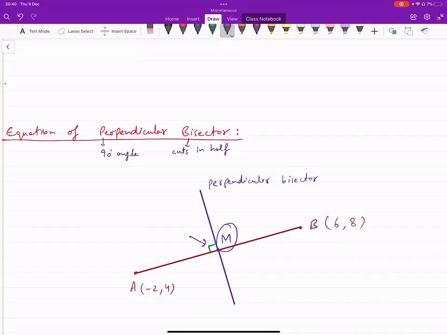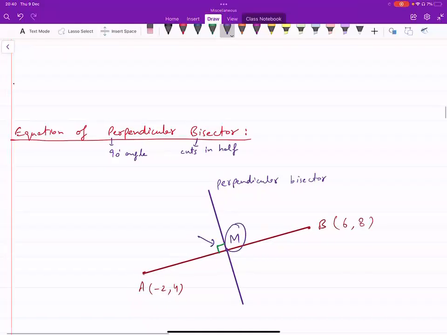How do you find that? Remember, equation find करने के लिए हमें दो चीजें चाहिए होती हैं. We need the gradient and we need any one point on the line. So point क्या हमें कैसे मिल जाएगा?